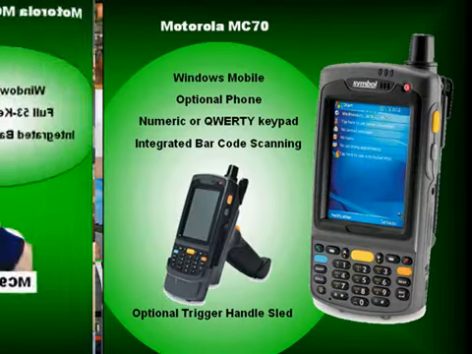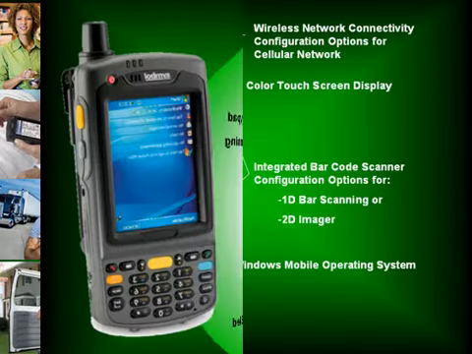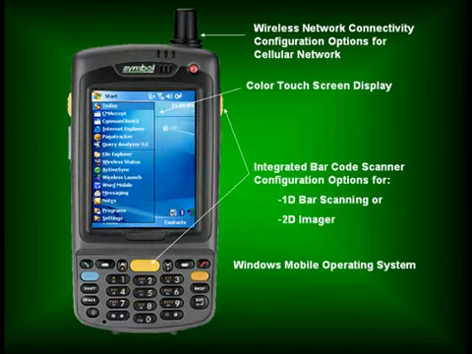The MC70 is popular for the field workforce to complete deliveries or mobile sales activities. With the optional trigger handle sled, this unit easily transitions from warehouse to the truck. All of these mobile computer options feature a color touchscreen display, integrated barcode scanner, and wireless network connectivity.